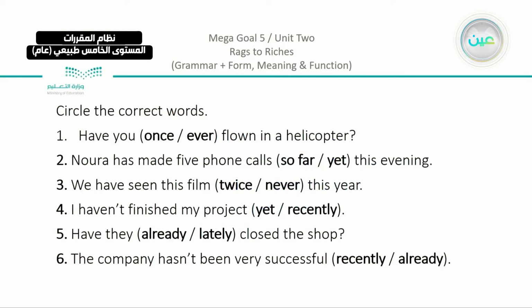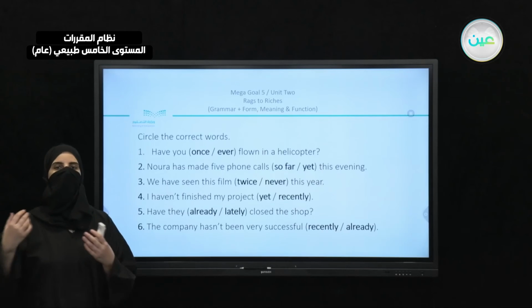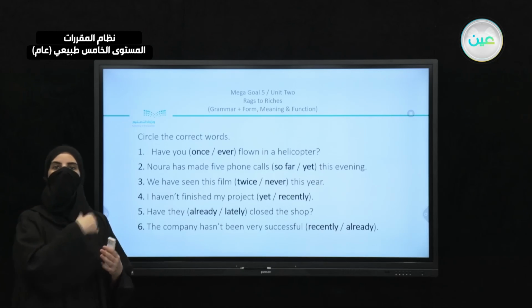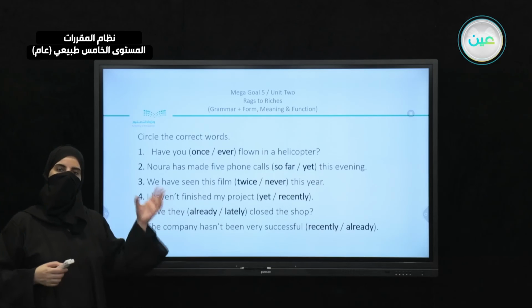Okay, we have here circle the correct words. Now here, this exercise actually applies to the question, have you ever? So instead of just repeating the same question, which is, have you ever done this? Have you ever been abroad? Have you ever tried something? We're going to just apply it in another way.